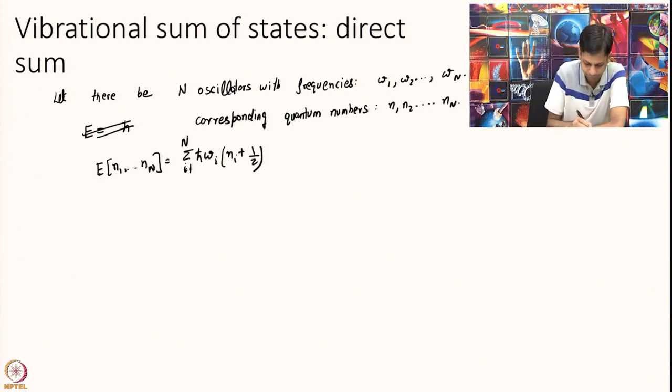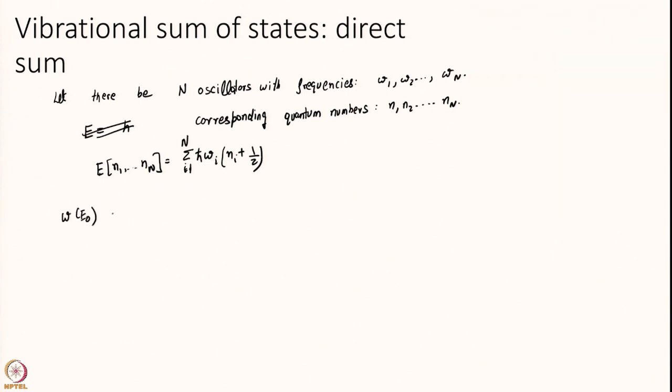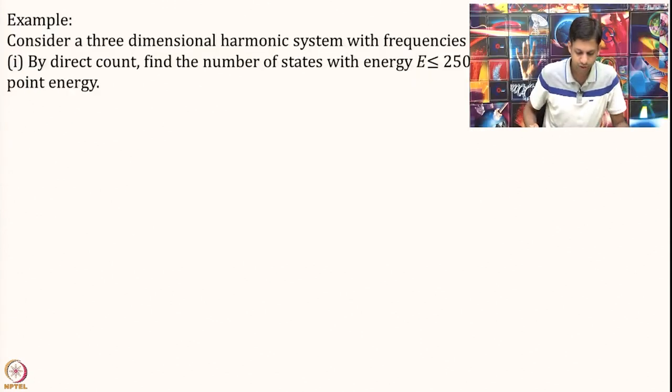So, the idea is very simple. W of, let us say, E naught is nothing but the total number of combinations of n 1 to n n such that E of this n 1 to n n is less than E naught. So, you really literally count all possible n 1s to n n's such that the harmonic oscillator energy comes out to be less than the desired energy. Okay. So, we will see one example so that things become clear.